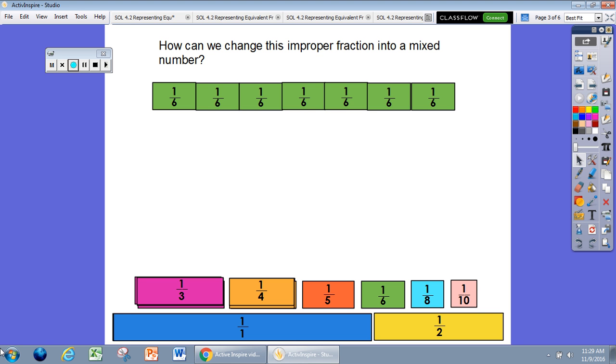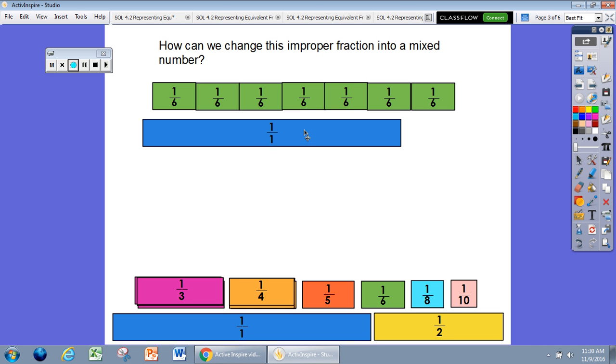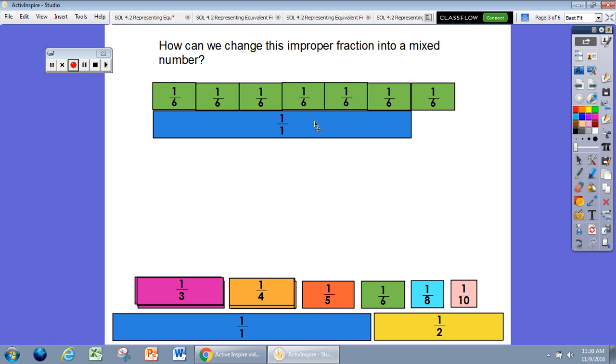Once you have it built, we need to think about how we can change this improper fraction into a mixed number. Well, we can use our fraction bars to help us. We can look at how many wholes we have here. Let's use our fraction bars to see. So we have 1/6, 2/6, 3/6, 4/6, 5/6, 6/6. We have 1 whole and 1/6 more.